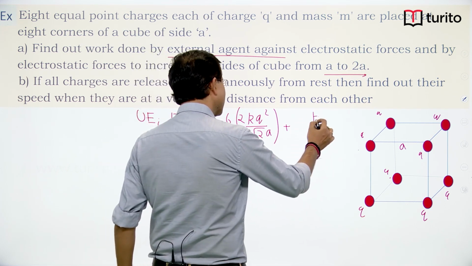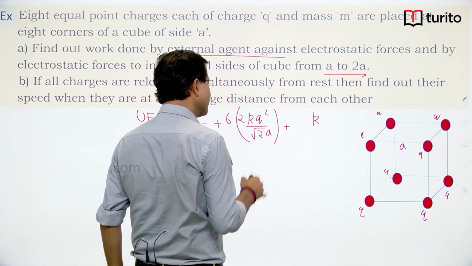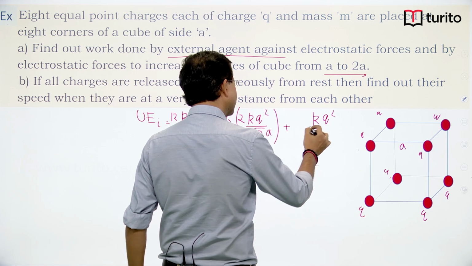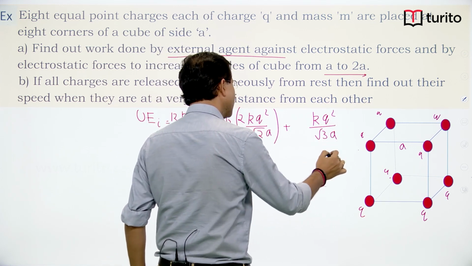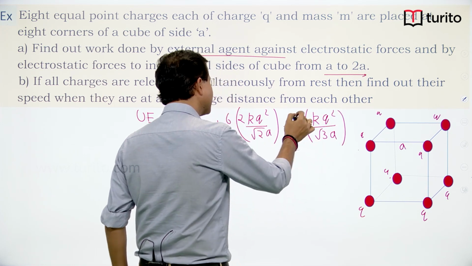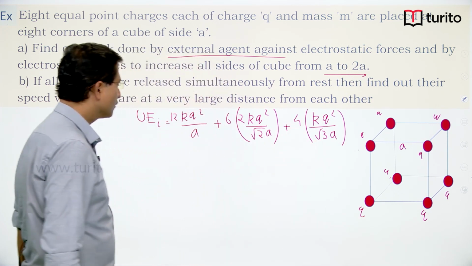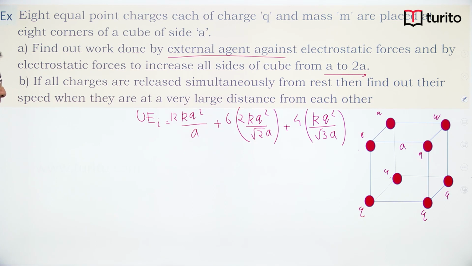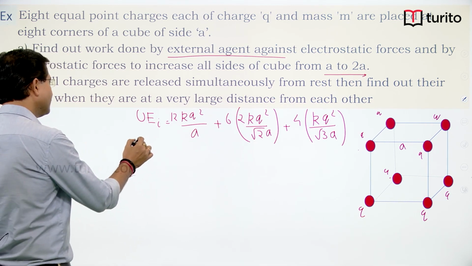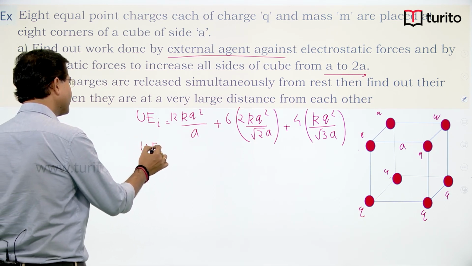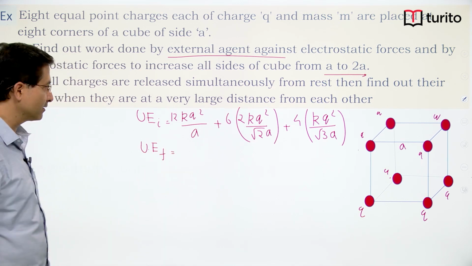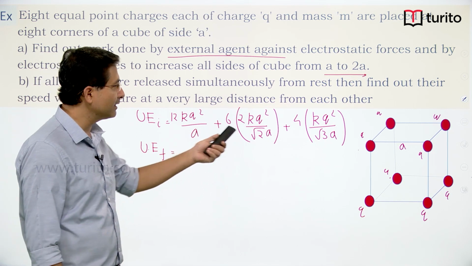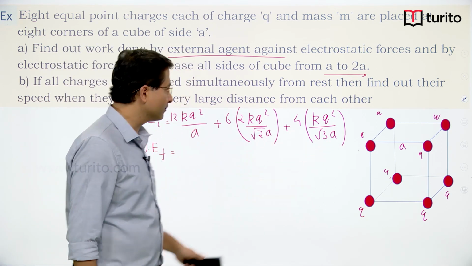So for one such combination it will be kq square divided by root 3a, and how many such combinations are there, into 4. So this is the initial energy we are getting. Similarly we can find out the final energy. Now they are at separation 2 times a, so everywhere where I am writing a, 2a will come.